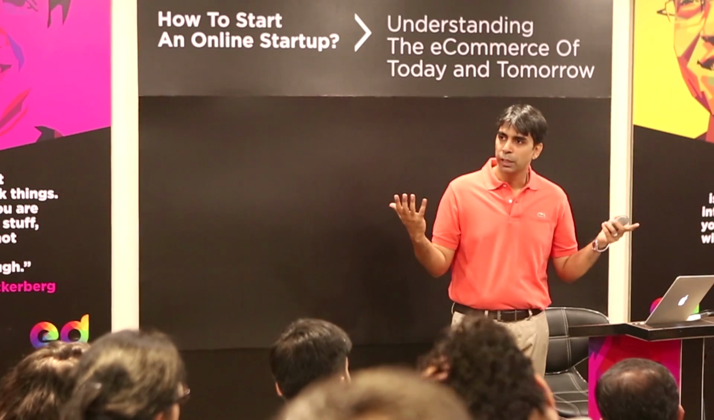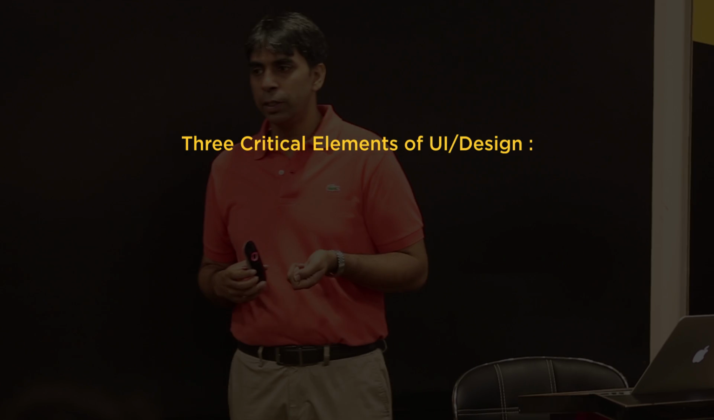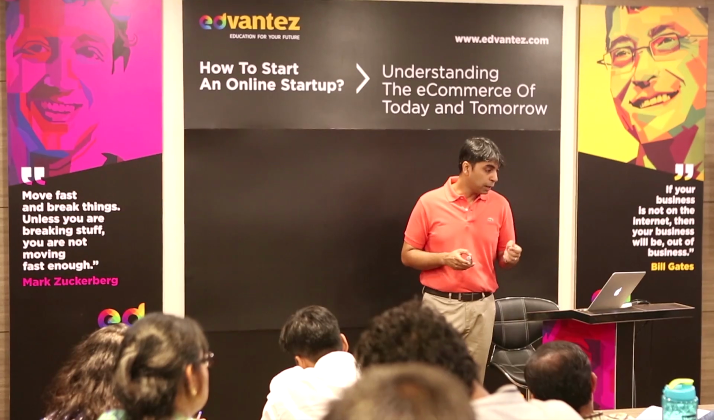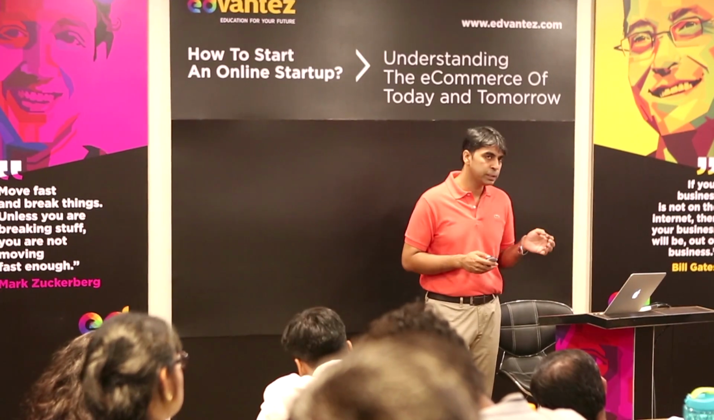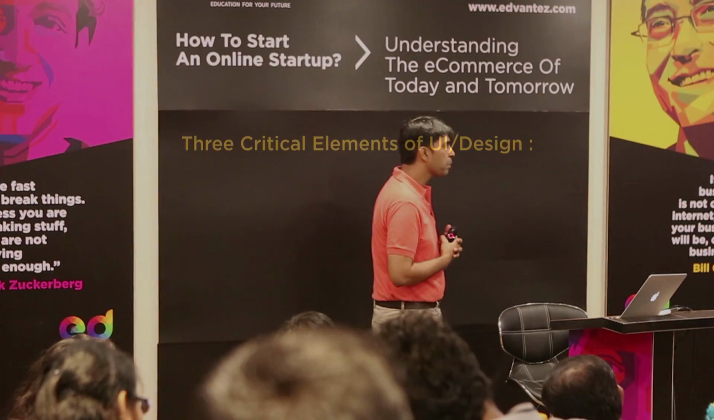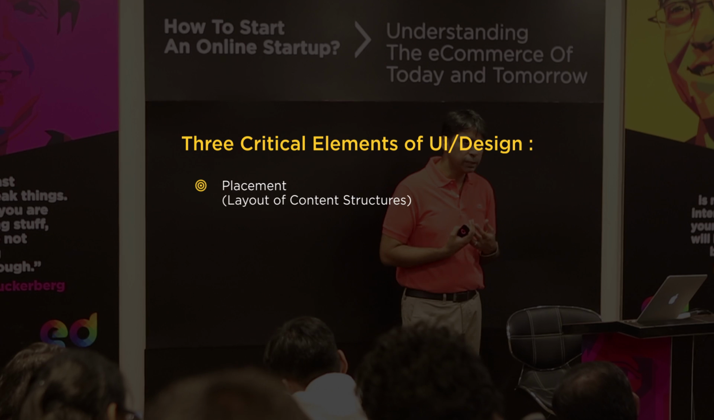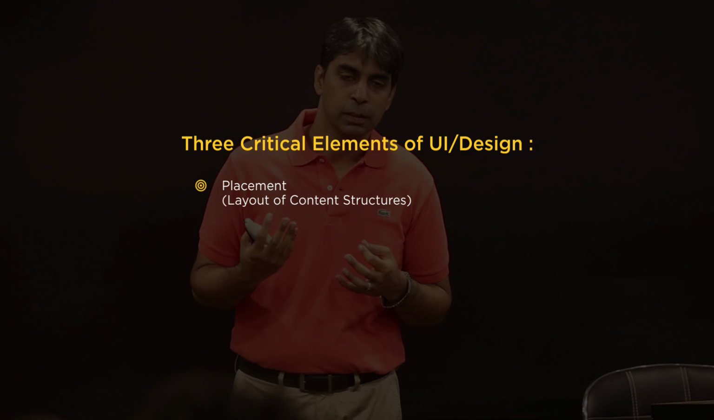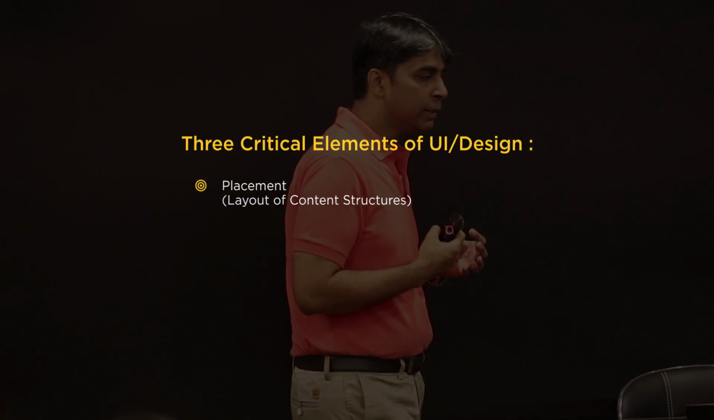Let's assume that we're kind of clear on what the two differences are. So what are the elements that are critical for your UI or your design? Okay? There are many elements, by the way. What I've done is simply talk about 3 elements here, and I'll give you some tips and tricks also along the way. One is placement. Okay? Where do you place what? Right? There's actually science behind this. Okay? Layout of your content structures is a science. It is not something that you just come up with.